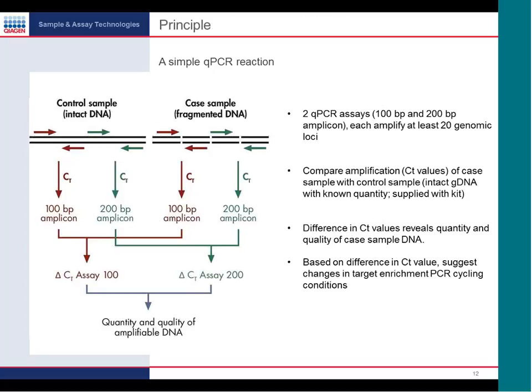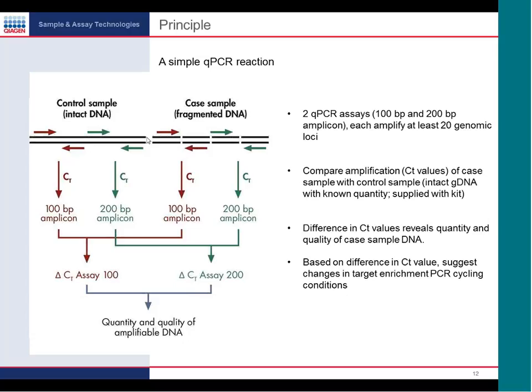And how does this kit work? It basically uses a simple qPCR reaction. You'll get two qPCR assays, one for a 100 base pair amplicon and another for a 200 base pair amplicon, along with the control sample. What you have to do is just run qPCR using these primers along with the control sample and your case sample, and then take the CT values and upload them to our online data analysis tool.